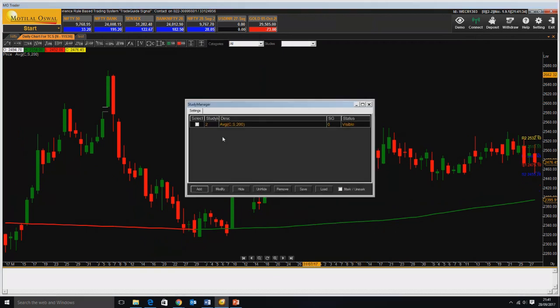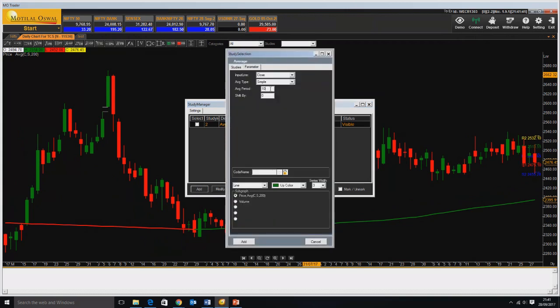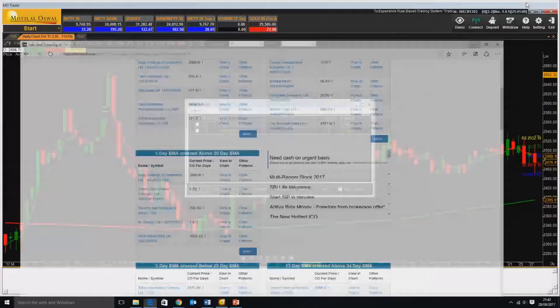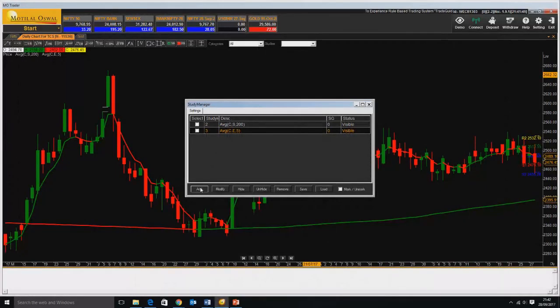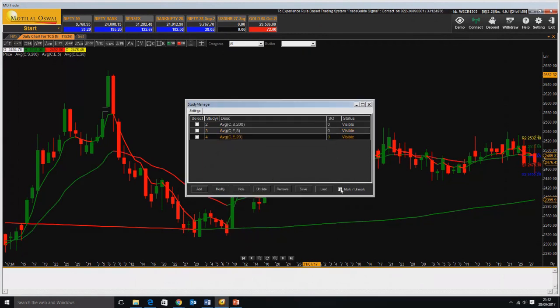So let's see, add average 5 exponential, add, and then I again add average 20 exponential, add.